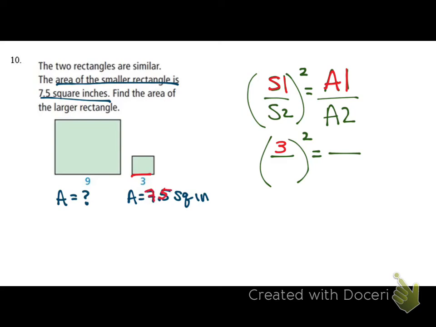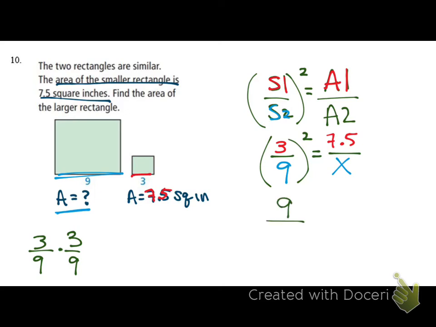Which means what area will I put in the second numerator? 7.5. So remember, a cross has to be from the same rectangle. So that means the other side length, which is 9, is going to go in the bottom of the first fraction. The second, we don't know the area, so you can call it x, you can call it a, it doesn't matter. So will x end up being squared here? It will not. So you can reduce if you want, or you could just square it. Remember, squaring is just multiplying it times itself. 3 squared is 9. 9 squared is 81 equals 7.5 over x.